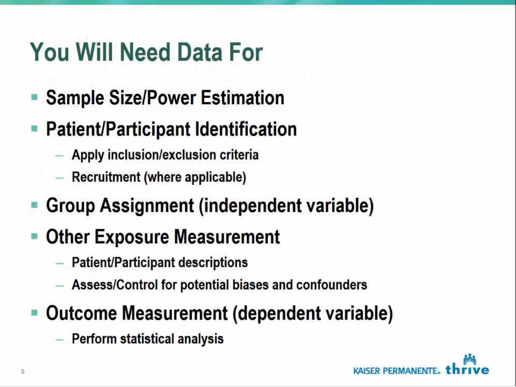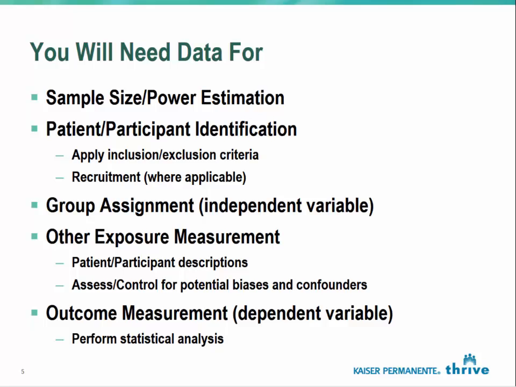So for data, you're going to need information on sample size. You will need data for sample size, power estimations, and identification of your patients, so where you're going to apply the inclusion exclusion criteria. Say it's age and sex based inclusion criteria, you're going to have information on that. And then you can use these later for recruitment. So you're going to identify, say, specific clinics that have these patients in there that you're looking for.